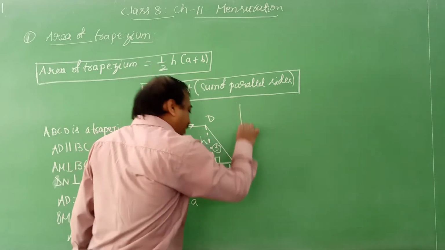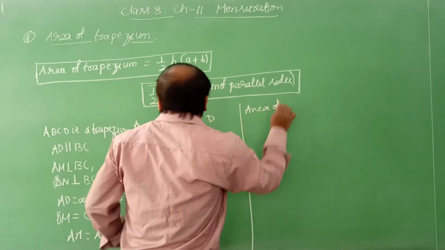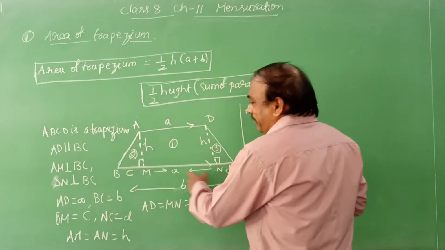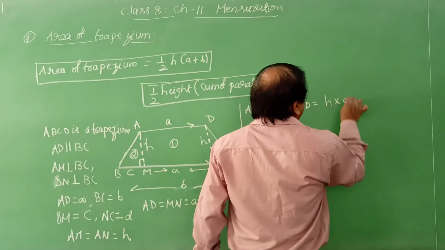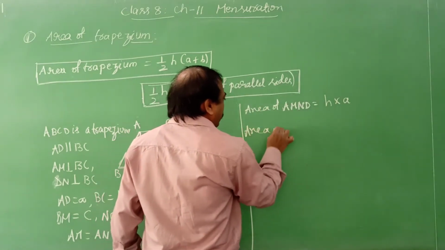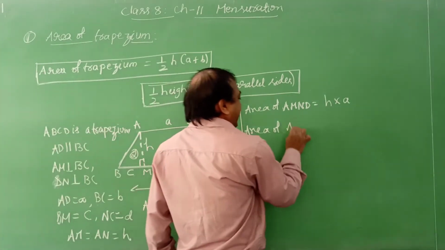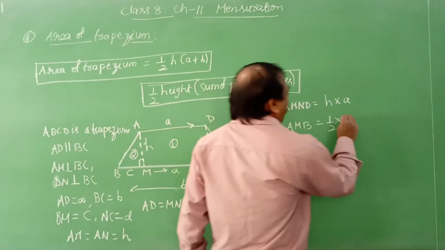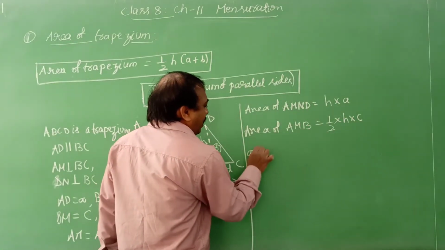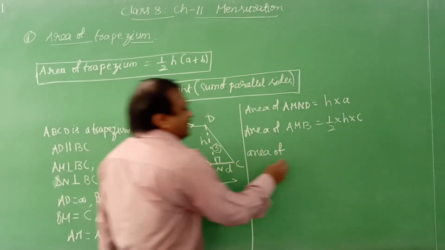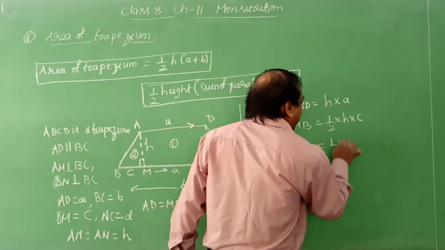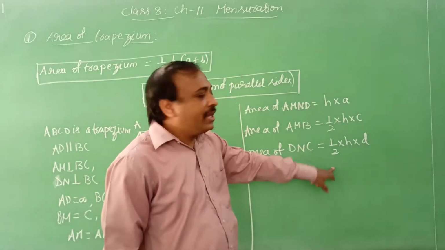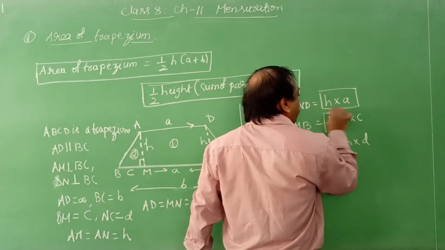Area of the rectangle. What is the formula for the area of the rectangle? Area of AMND is equal to L into B, which is nothing but A into H or H into A. Next, area of triangle AMB is equal to half into H. The height is H and base is C. So half H into C. Next, area of DNC is equal to half into H into D. Now, if you add all these three, that is the area of the trapezium.